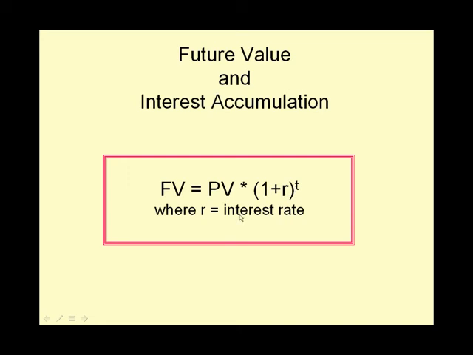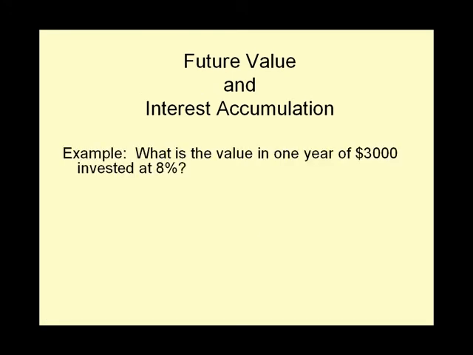The notion here is that we want to determine the value in the future of some investment we make now if we can earn a particular interest rate on that investment. And we can determine that future value by using this equation. As an example, let's say we have $3,000 that we can invest right now at 8%. What will be the value of this investment 1 year from now?